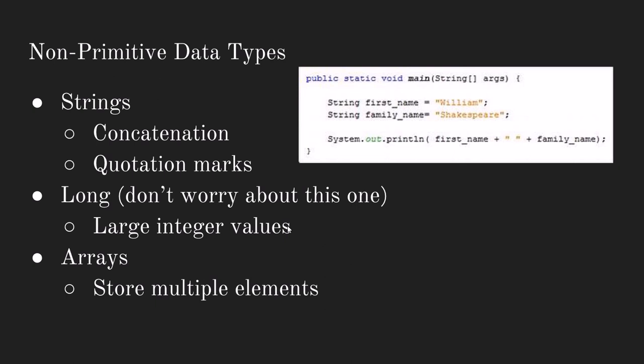So non-primitive data types are not as important besides strings and arrays. You don't have to focus on longs, but strings are basically a series of characters which you can add on other variables such as integers, doubles, characters, and boolean expressions, which we'll be getting to later, and you can initialize strings through quotation marks. Longs are basically large integer values, but we do not have to really focus on longs. And we have arrays which we can use to store multiple elements. We will be getting to arrays in later videos.